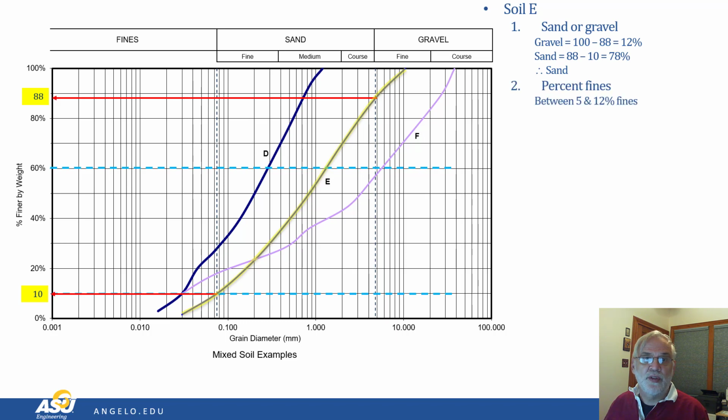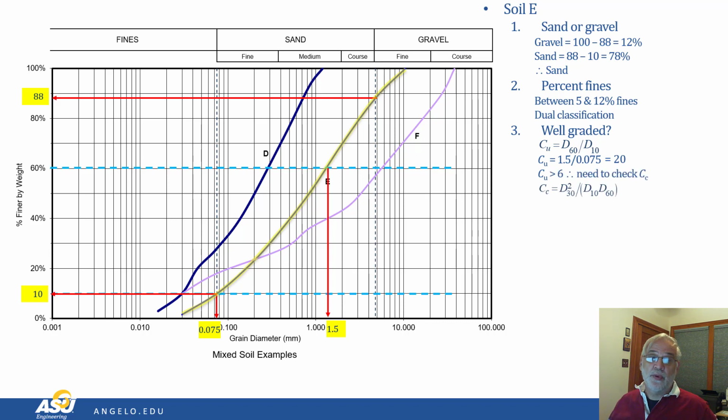Checking the percent fines, we find it's between 5 and 12%. Therefore, this soil will have a dual classification. We'll have to check the gradation starting with the coefficient of uniformity. D60 is 1.5, and D10 is 0.075. C sub U is 1.5 divided by 0.075, which equals 20.